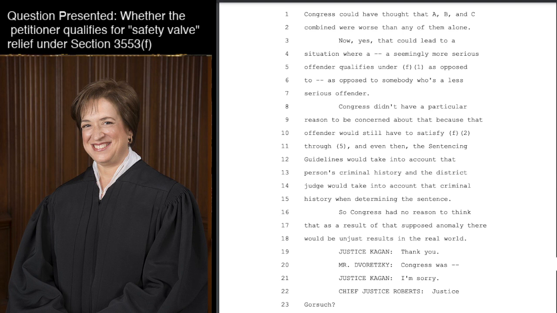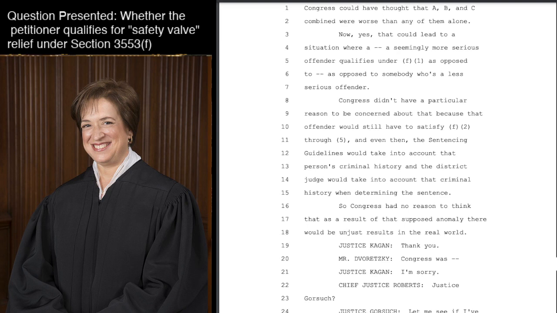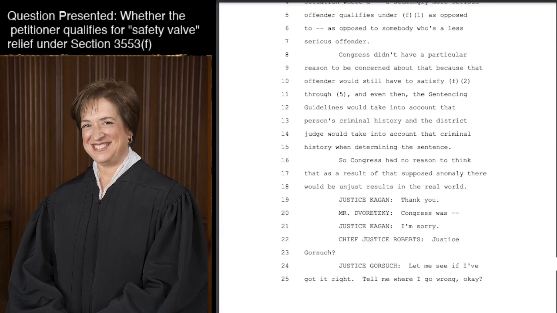Congress didn't have a particular reason to be concerned about that because that offender would still have to satisfy F2 through 5, and even then the sentencing guidelines would take into account that person's criminal history, and the district judge would take into account that criminal history when determining the sentence. So Congress had no reason to think that as a result of that supposed anomaly, there would be unjust results in the real world. I'm sorry.